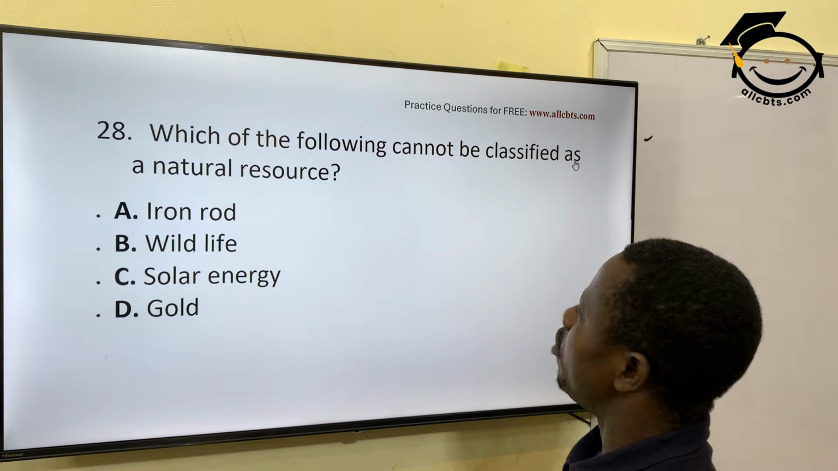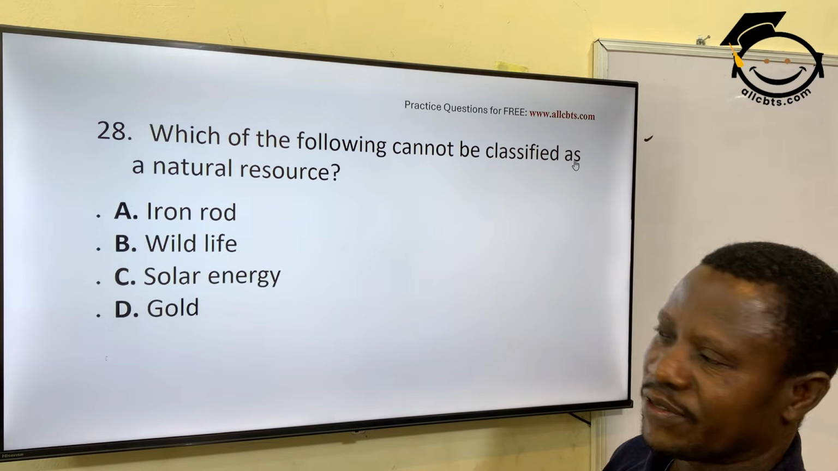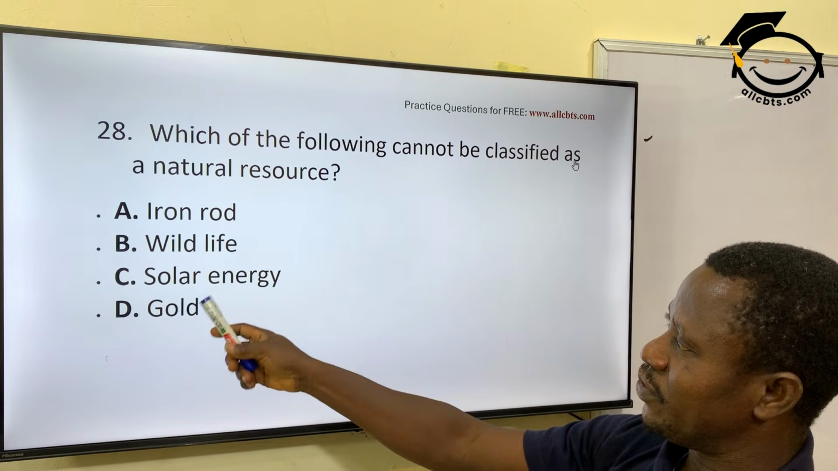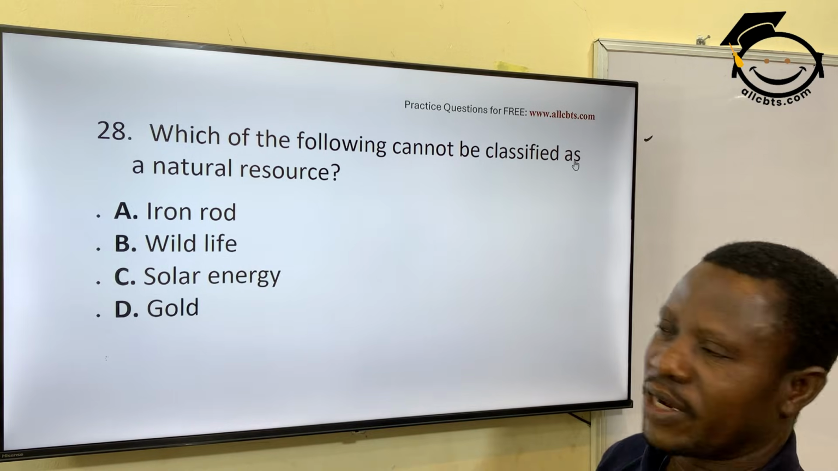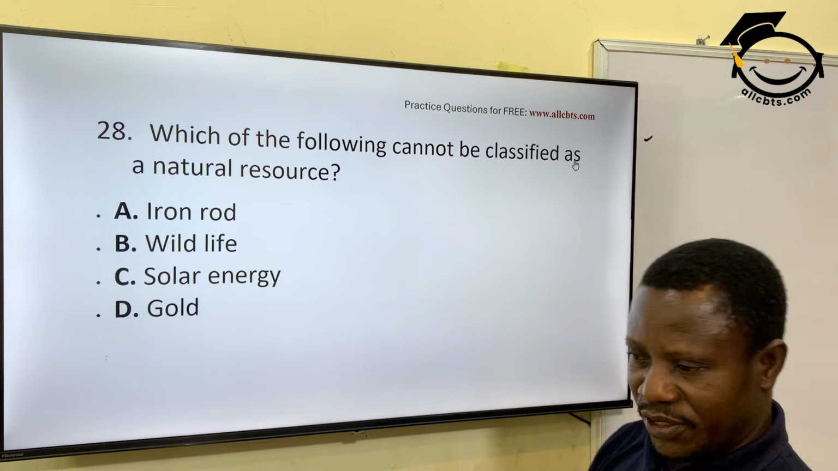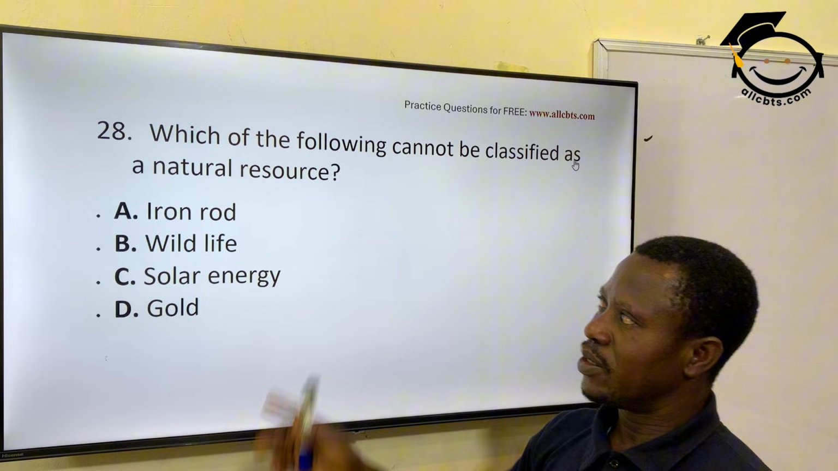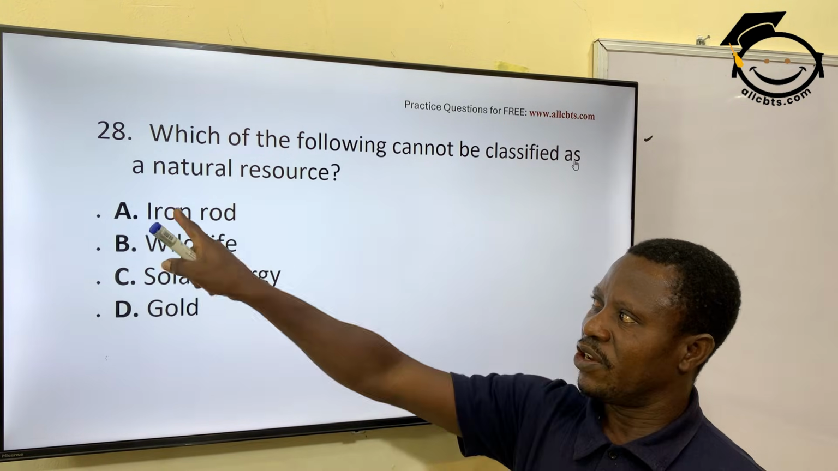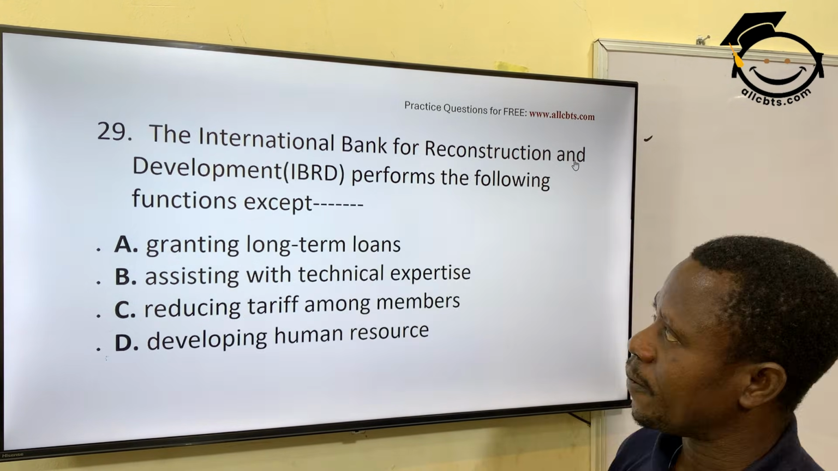Which of the following cannot be classified as a natural resource? Iron rod, wildlife, solar energy, gold. Iron rod is made by man, it's man-made. It's created, it's manufactured by man. So iron rod is not a natural resource. Option A is the correct answer.